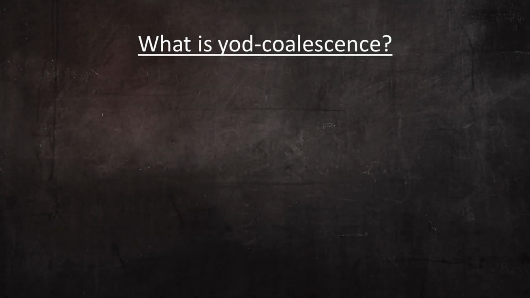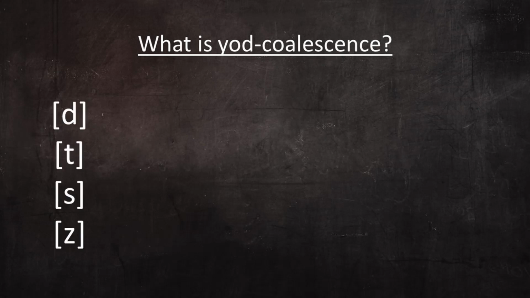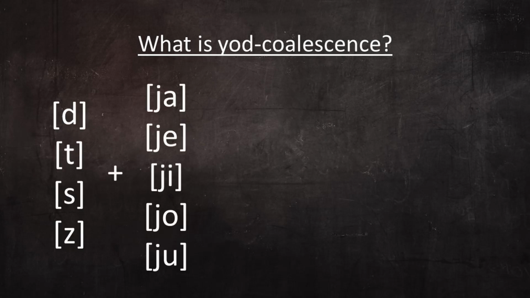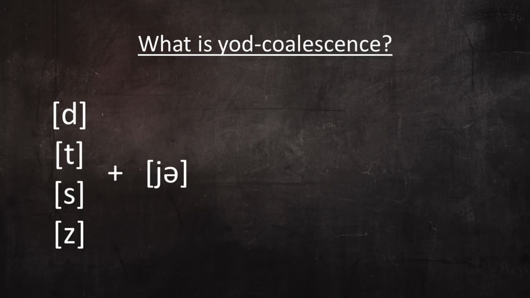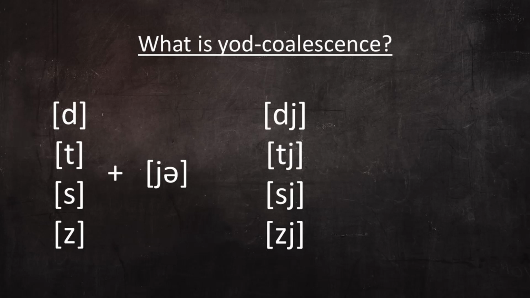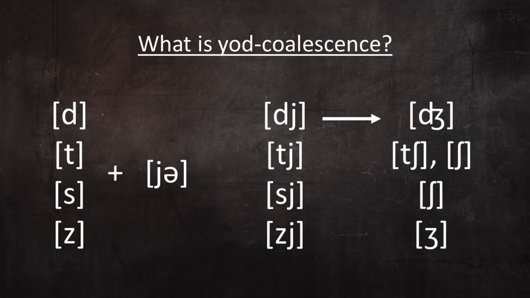Alright, so let's start by describing yod-coalescence so you know what it is. In English, when these sounds appear before diphthongs starting with the y sound, in practice most of the nuclei of those diphthongs reduce to schwa, so phonetically we're talking about the diphthong y. The y and the consonant often merge, creating a different sound. D becomes j, t becomes ch or sh, s becomes sh, and z becomes zh.